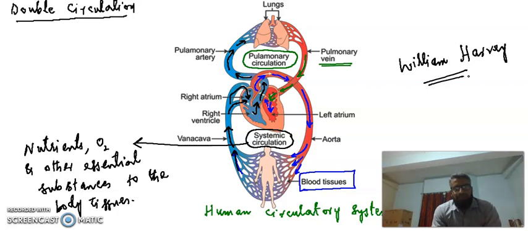But the bottom line here is the process of double circulation shows two circulatory circuits. First one is the pulmonary circulatory circuit or pulmonary circulation, and second one is the systemic circulation. Pulmonary circulation transports the blood from the heart to the lungs and from lungs back to the heart, while systemic circulation transfers the blood from the heart to the body tissues and from the body tissues back to the heart. Okay, it was all about the process of double circulation.